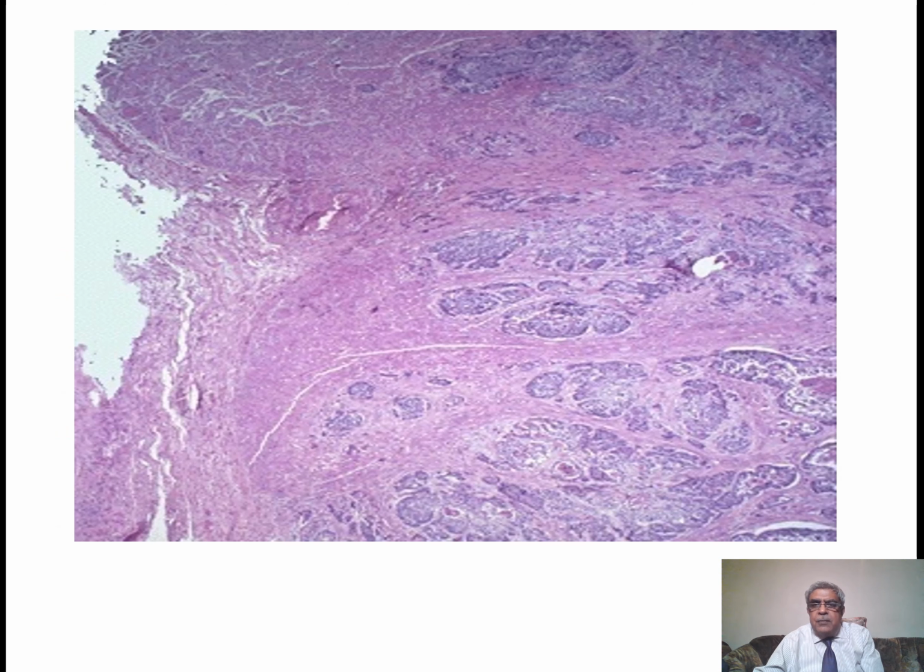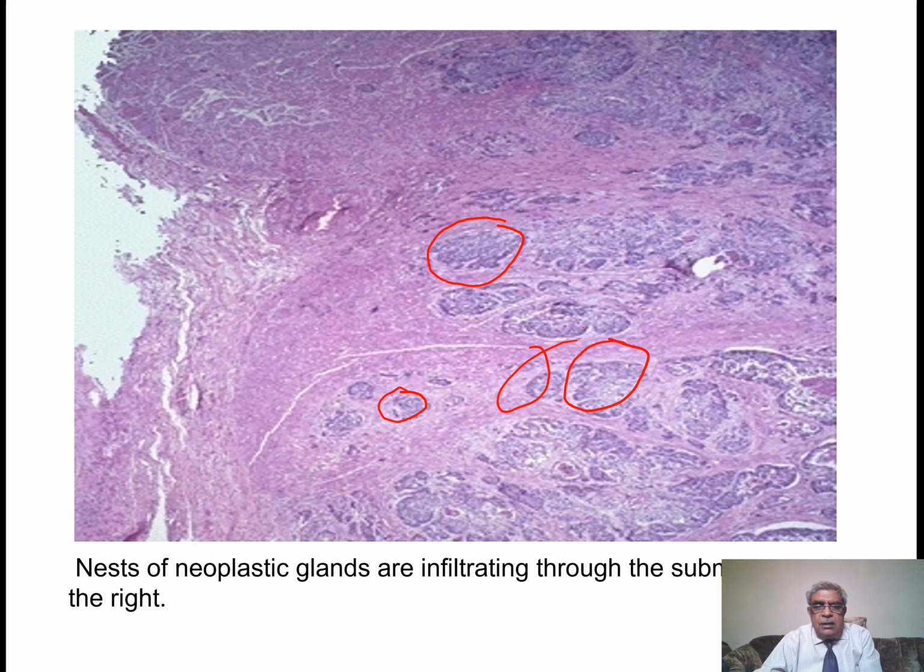This is the microscopic appearance of adenocarcinoma of the esophagus. You can well appreciate the glands infiltrating the muscular coat, and they are lined by cells having hyperchromatic nuclei. Nests of neoplastic glands are infiltrating through the submucosa at the right, and they are present in the muscular coat.